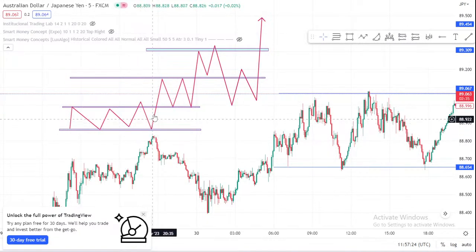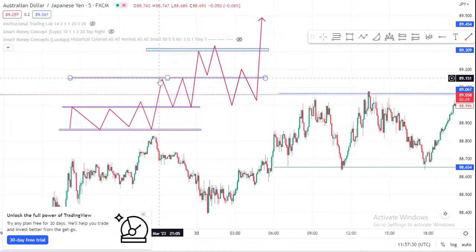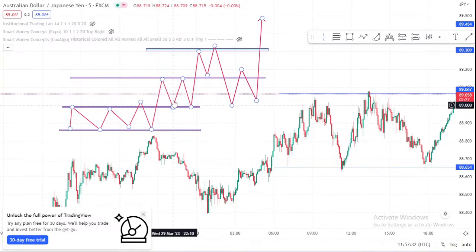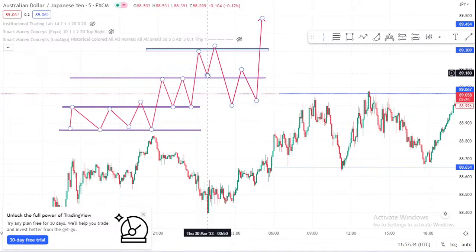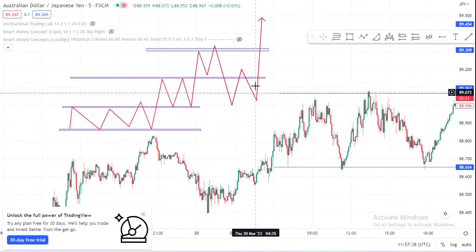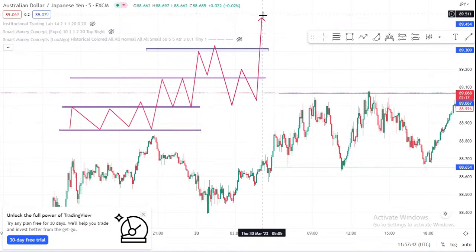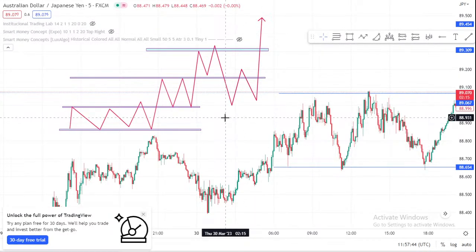Then at this point, it got a lift and went higher. And it kept on bouncing and bouncing and bouncing, and this keeps on moving back and forth until they find a breakout. You can see this was a breakout to the upside, you can also find a breakout to the downside.